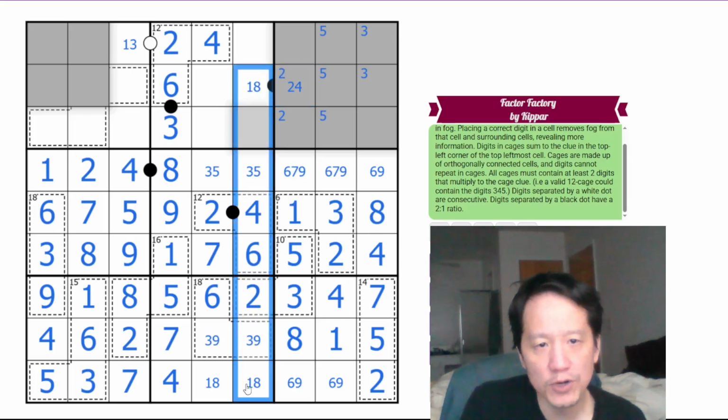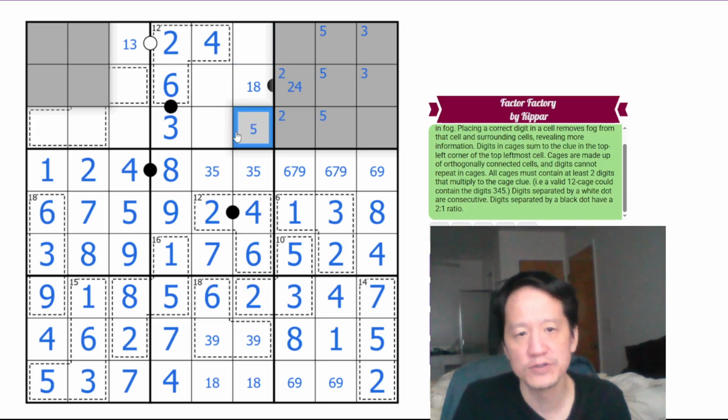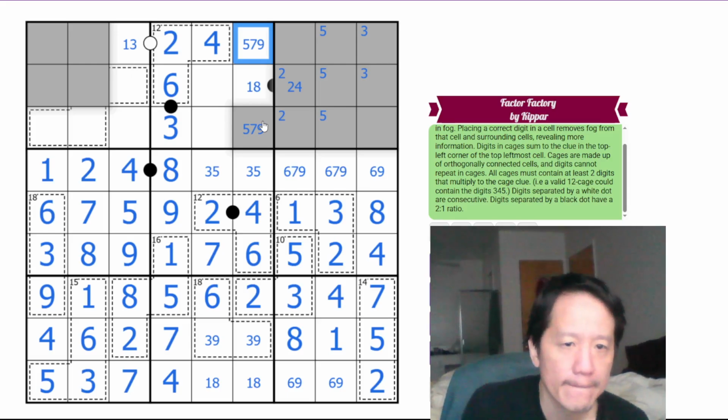We have a 1, 8, 1, 8 pair in column 6, which eliminates 1 and 8 from the rest of the column. Therefore, this must be 3, 5, 7, and 9 for these two cells, but it can't be 3, so this is 5, 7, 9, and this is 5, 7, 9.